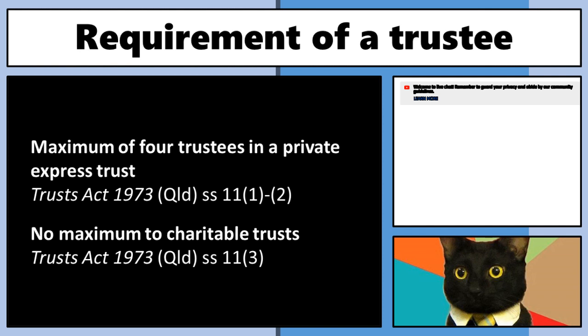So, trustees, this is an area which is regulated. Private express trusts are capped. You must have 4 trustees, and they must make decisions unanimously. That's just in the Trusts Act, which regulates this area of law. Charitable trusts are essentially like companies. They make decisions by majority, simple majority.